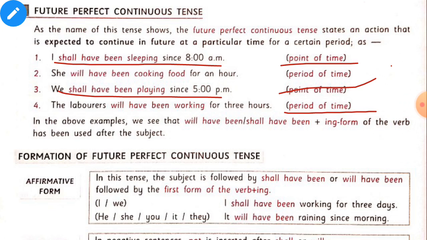Children, I have already told you that the point of time is the definite time, and the period of time is indefinite time. In the above examples, we see that will have been and shall have been plus ing form of the verb has been used after the subject. Now we will know about formation of the future perfect continuous tense.